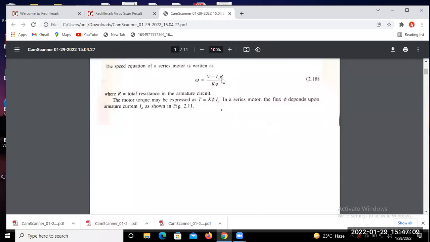R is your total resistance, that means armature resistance as well as the field winding resistance, because field winding and armature winding are connected in series, so R is the equivalent resistance of the circuit. But DC शंट मोटर में रेजिस्टेंस की जगह पे सिर्फ आर्मेचर रेजिस्टेंस होता था, नहीं? Yes, sir.